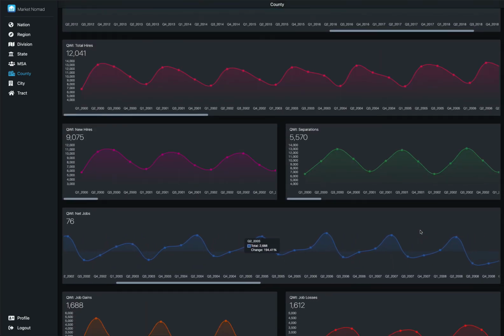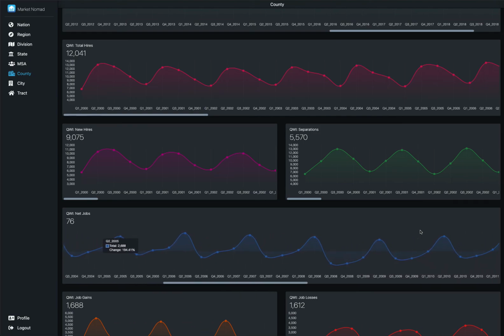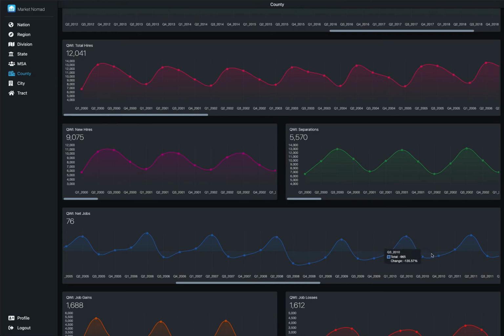Looking at net jobs, we can start to see another pattern emerge. It follows very similar, where Q2 it spikes, and then the rest of the year it declines.